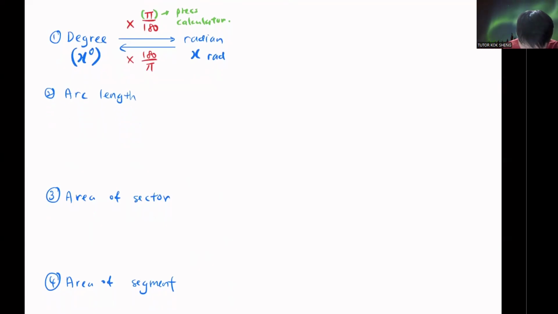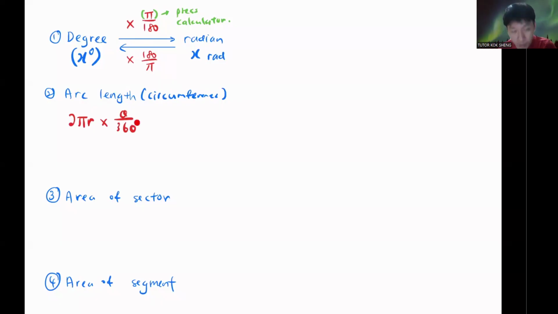Second one: the arc length formula. You can understand this as a formula to replace your circumference. For your circumference formula, as you remember, we learned this in Form 1 or Form 2, I'm not sure. You use 2 pi r times the angle over 360. Now, how do we convert this to the arc length formula? I will show you the way to convert.